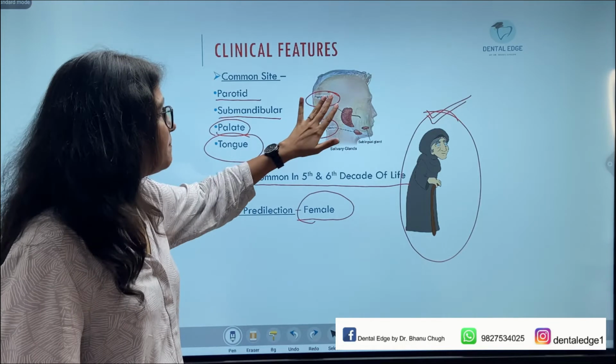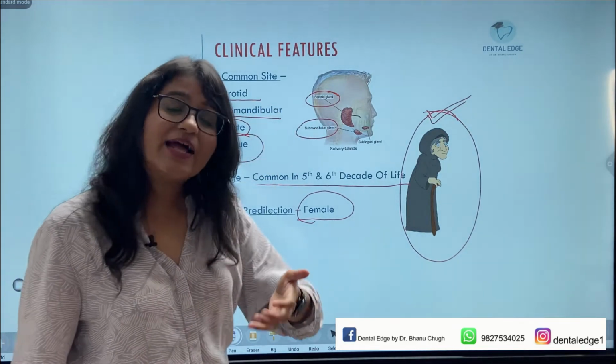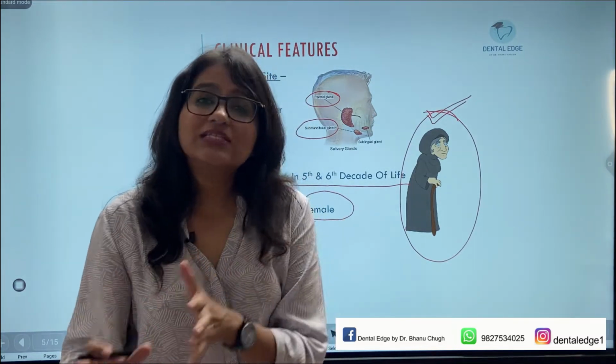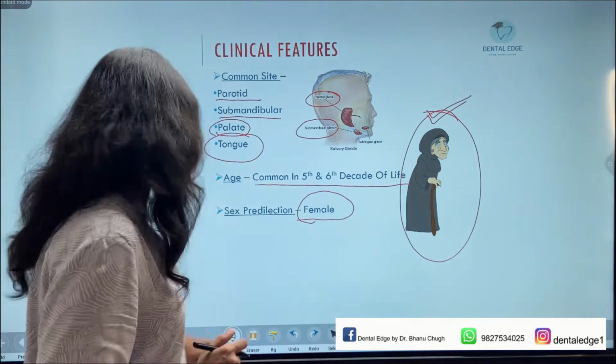So common sites are the parotid and submandibular gland. In the minor salivary glands, the common sites are the palate and tongue, and the age is 5th to 6th decade, and it is usually seen in females.